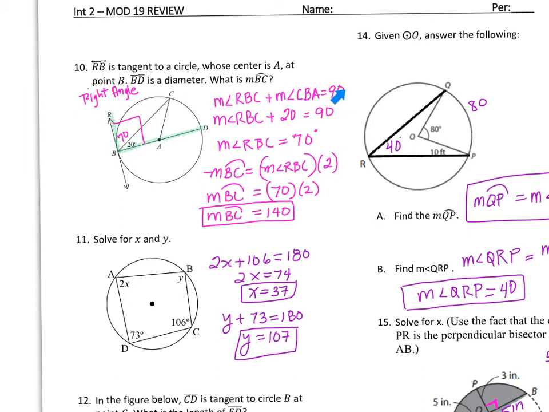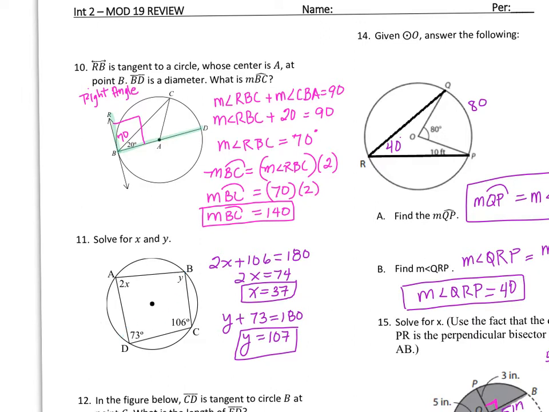I did that here where I knew this one was 20, this one was 90. Subtract the 20. That means the angle that I had here is 70. But the problem's asking me for the measurement of arc BC, which starts here and goes there. That means I need to find that by multiplying my 70 times 2. So I'm taking my angle and multiplying it by 2. 70 times 2 is 140.